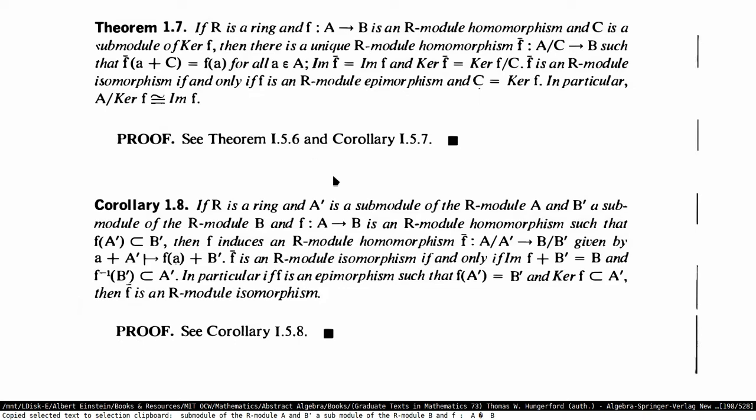Now, F is going to be surjective. It's going to be an epimorphism if F of A prime is equal to B prime, and the kernel is contained within A prime. Okay, so that's here. We're trying to find kernels. We're going to find submodules that contain the kernel. So here, the kernel is a submodule of A prime. Then you have the isomorphism between these two things.